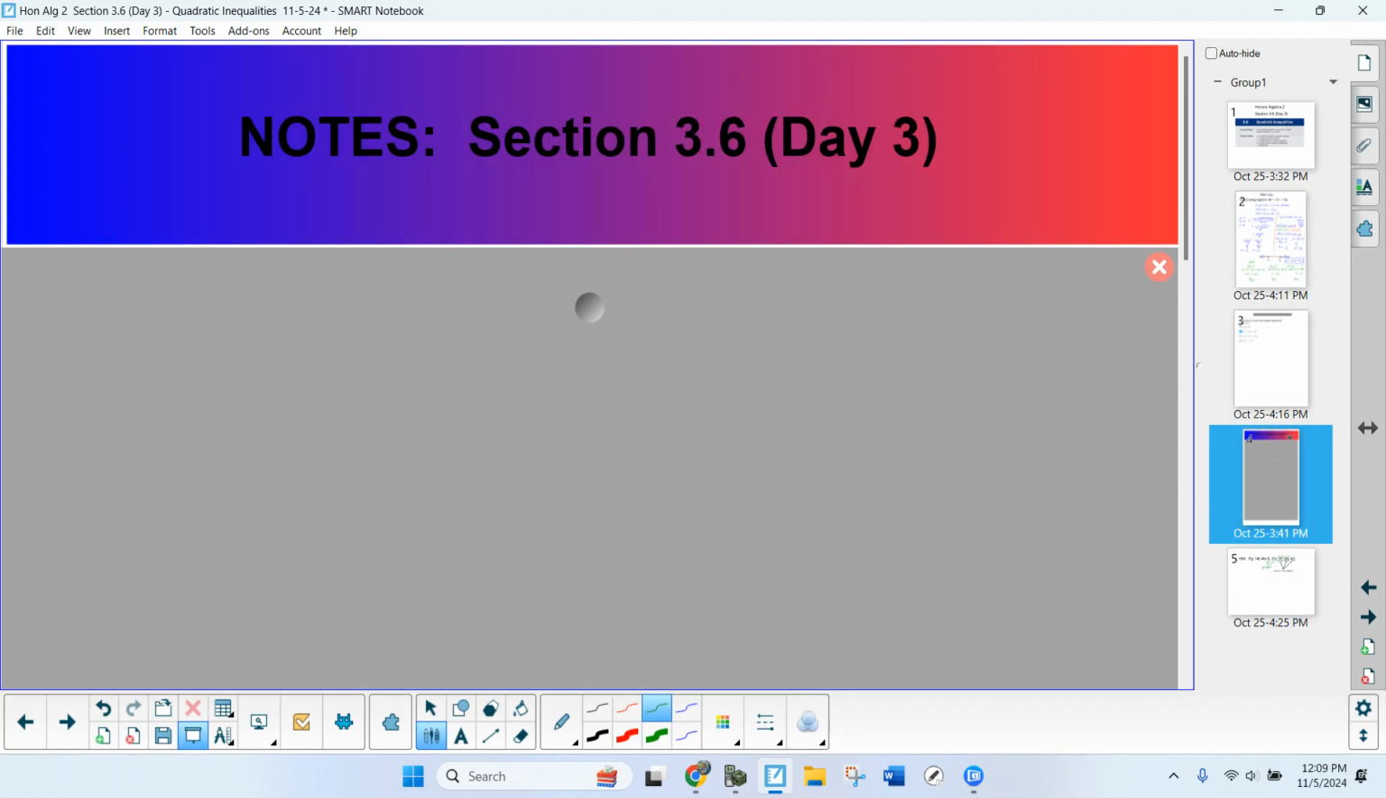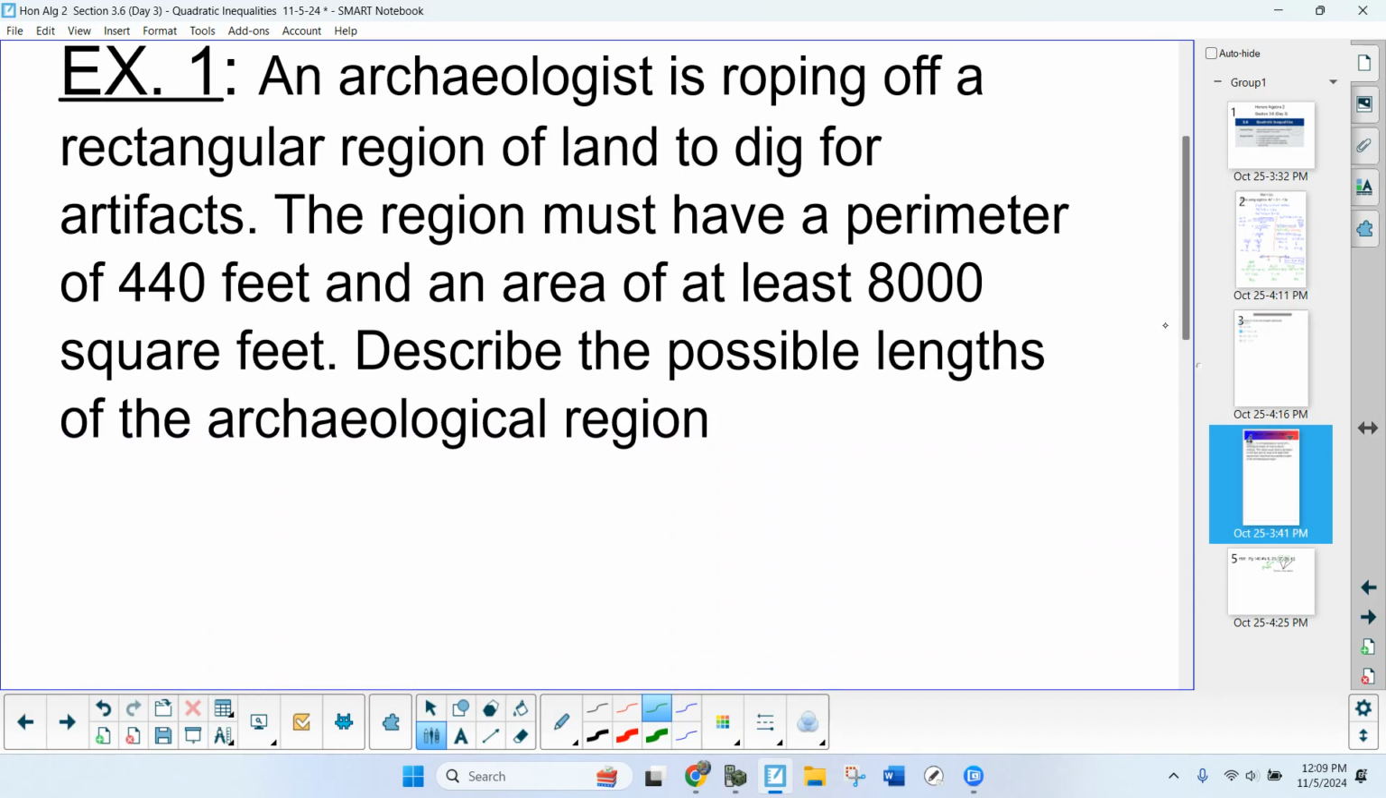So right now, here's your word problem. Do not write all this down. If you need to come back to it, you can come back and look at it. An archaeologist is roping off a rectangular region of land to dig for artifacts. The region must have a perimeter of 440 feet and an area of at least 8,000. Describe the possible lengths for the archaeological region.